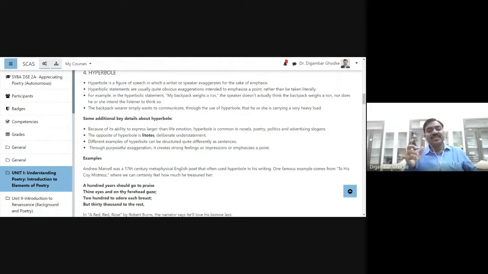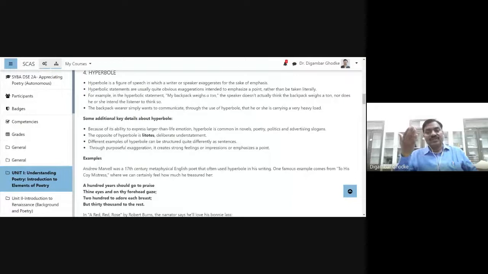Litotes is the opposite of hyperbole. Hyperbole is a kind of overstatement. We say, don't be over smart. So similarly, hyperbole is an overstatement. And the opposite of hyperbole is litotes. Litotes is a deliberate understatement. You can understand that both over and under are opposite terms in terms of their meaning.